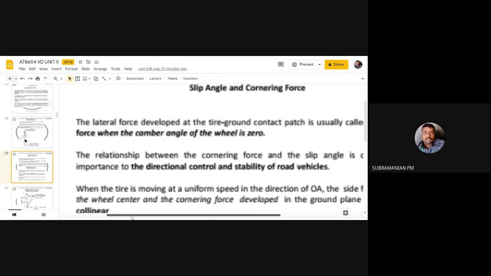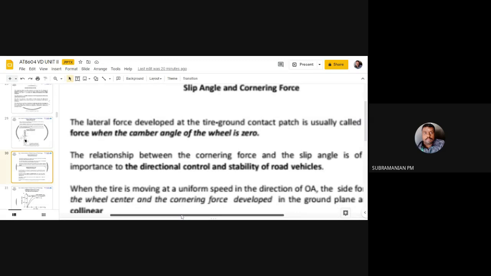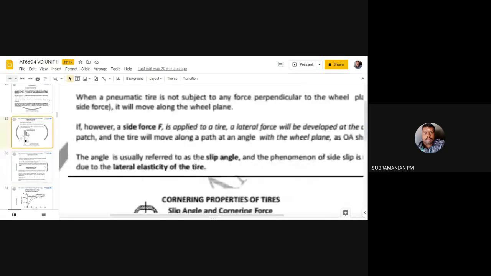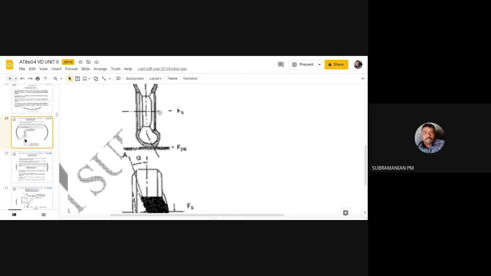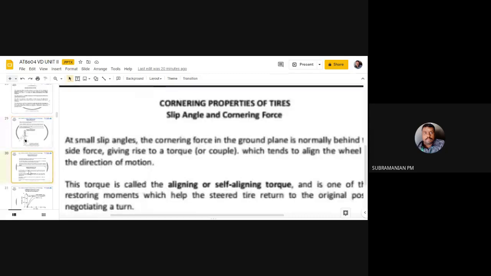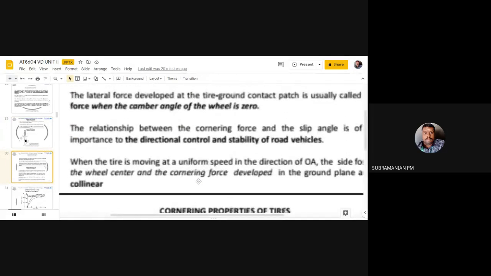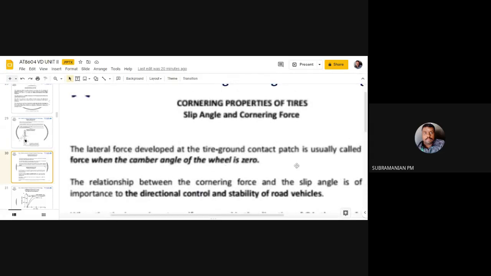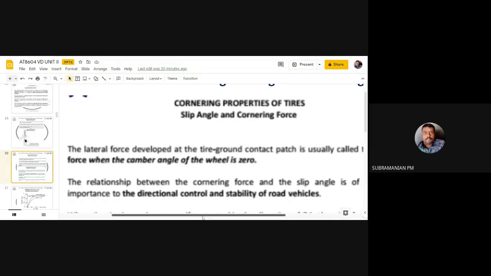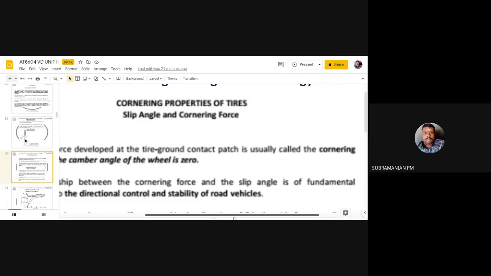See, I told you about the lateral force. The lateral force, that is Fy alpha, is developed at the contact patch. You have to remember the word. The force which is acting at the center will be the side force. The force which is acting at the contact patch is called cornering force. So the lateral force which is acting at the tire ground contact patch is called cornering force.